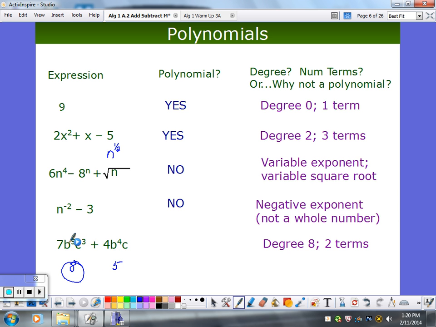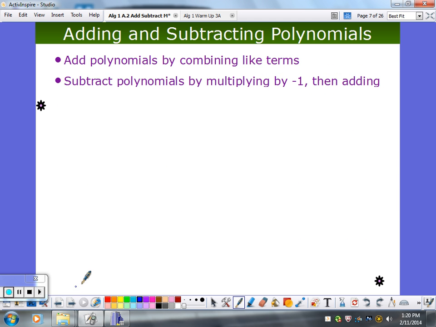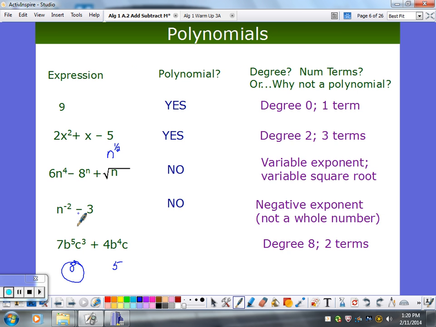This just means you have 5 factors of b and 3 factors of c. You've got 8 factors of variables. 8 of them. That's what it means. Wait, how come there are only 2 terms? Because this one's got a degree of 8. There's 5 b's and 3 c's.